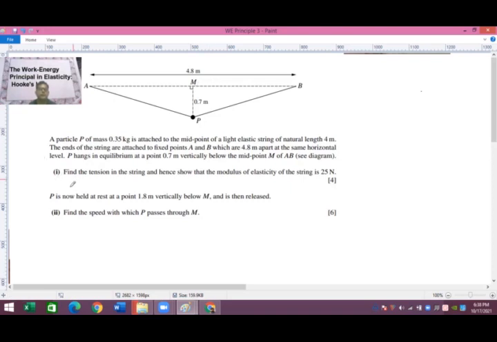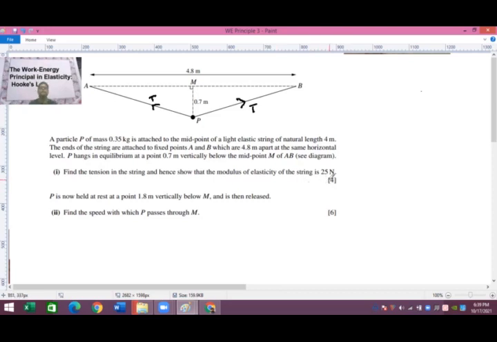So let's first talk about the first question: find the tension in the string. The tension in the string, obviously, we have T here, and also in this way you can see that it has tension at this point, and the modulus of elasticity that you have to find in the string is 25.